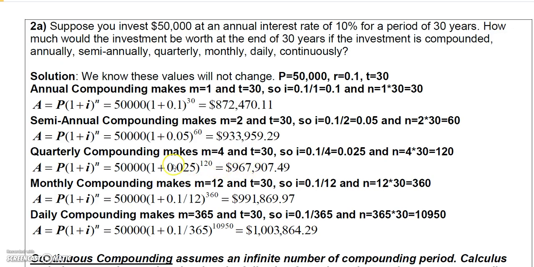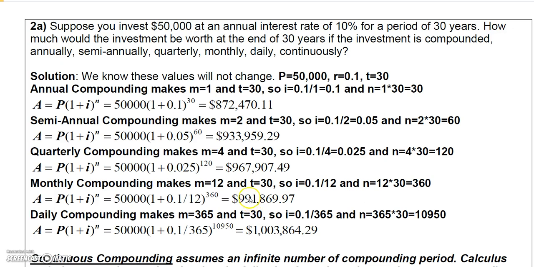Okay, now what if you compound monthly? So M would be 12. Well, then I would be 0.1 divided by 12, and I'm just going to leave that like that because it's not a terminating decimal. And you would have a total of 12 times 30, which would be 360 compounding periods. So let's replace I with 0.1 divided by 12 and replace N with 360. And now we get $991,869.97. So again, we got more money, but notice the increase is not as much as it was from here to here.